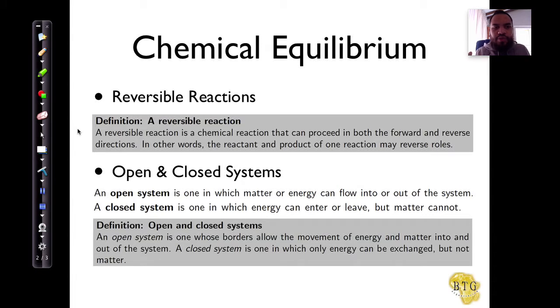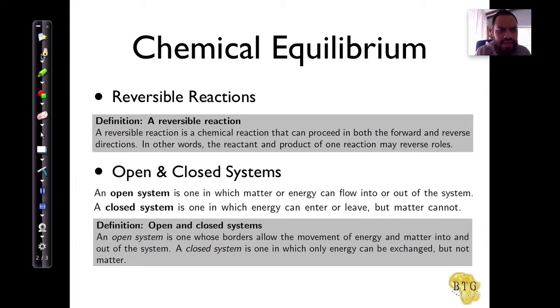Let's talk about two important definitions before we go forward into the study of chemical equilibrium. We'll be looking at what reversible reactions are. Let's read the definition. A reversible reaction is a chemical reaction that can proceed in both a forward and reverse direction. In other words, the reactant and product of one reaction may reverse roles. Okay, so what does this mean?